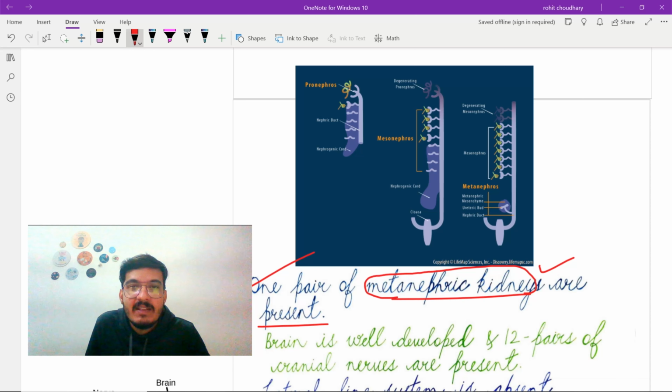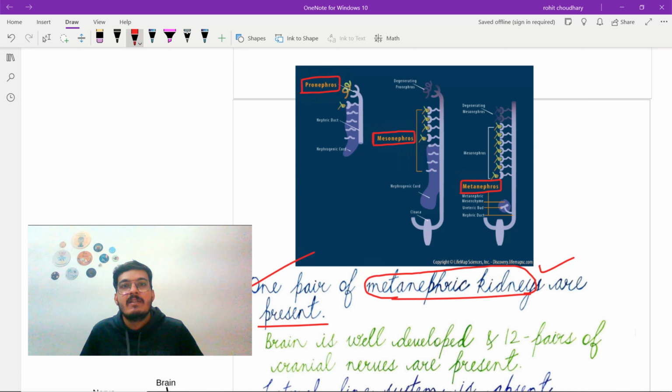As we can see, this is the first stage of kidney development, that is pronephric kidney. Then comes intermediate stage of kidney development, that is mesonephros or mesonephric kidney. Then comes the final stage of kidney development, metanephros or metanephric kidney. So metanephric kidney is the final stage of kidney development and it is the kidney of adult reptiles.